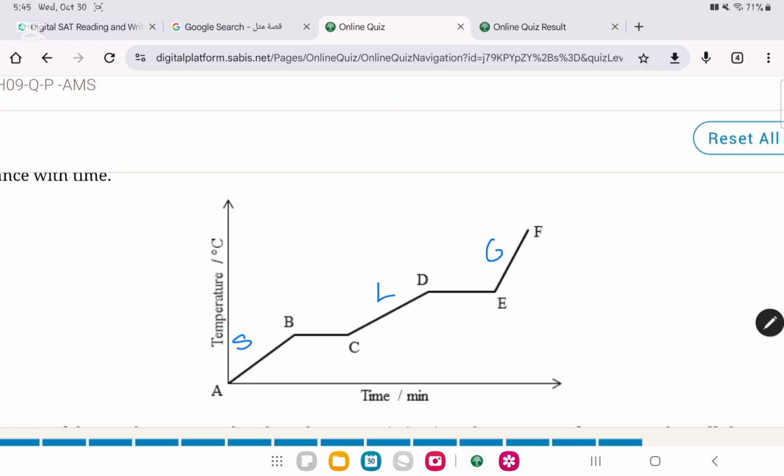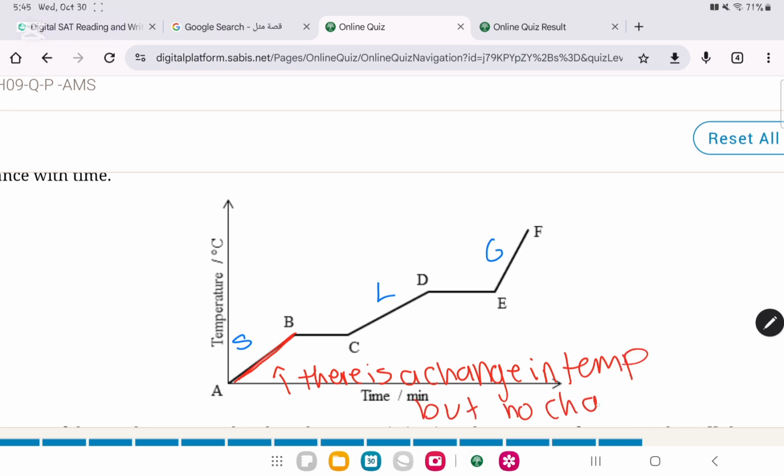Next thing you guys need to know is that when it is a slope, there is a change in temperature, but no change in state. So what's happening in the slope over here is that we started with a solid and we're slowly but surely adding heat to the solid. Then it will reach this point over here, this flat line.